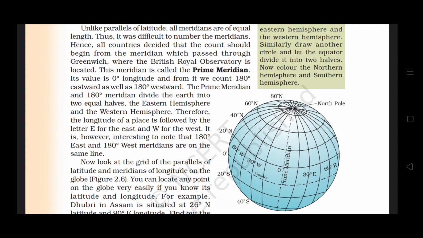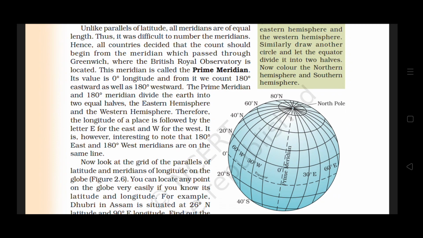So if in the past they had decided on any other longitude, then the eastern hemisphere and the western hemisphere's position might be different from today's present location. It was decided during a meeting. So this meridian is called the prime meridian. That means the line which divides the earth into two equal parts, the eastern and western hemisphere, is called the prime meridian.